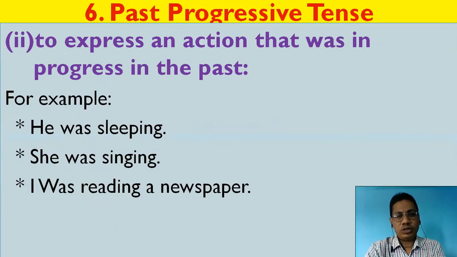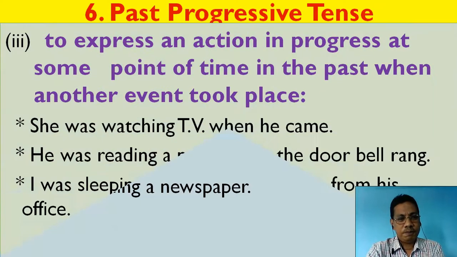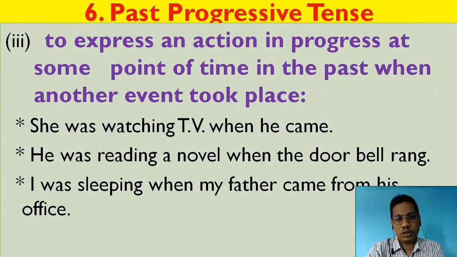Then it is used to express an action that was in progress in the past. He was sleeping, she was singing, I was reading a newspaper, etc. Then it is also used to express an action in progress at some point of time in the past when another event took place. For example, she was watching TV when I came. He was reading a novel when the doorbell rang. I was sleeping when my father came from his office.